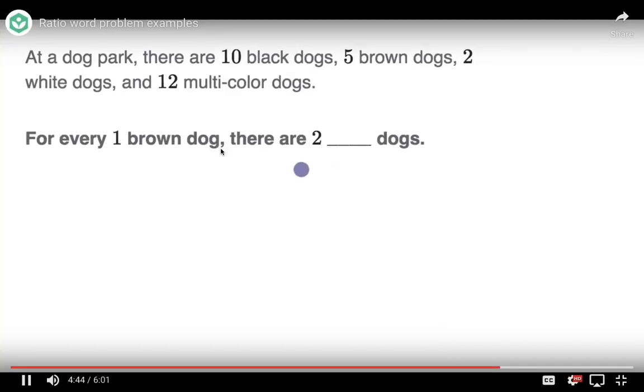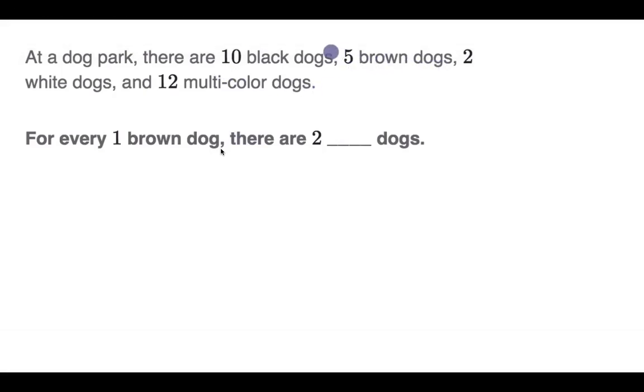Pause the video and figure out what goes in this blank. All right, so let's see. There's five brown dogs for every ten black dogs. Five brown dogs for every two white dogs. And five brown dogs for every twelve multicolored dogs. But here you're saying for every one brown dog, there are two blank dogs. So what type of dog is their ratio? For every brown dog, there's twice as many of that type of dog.